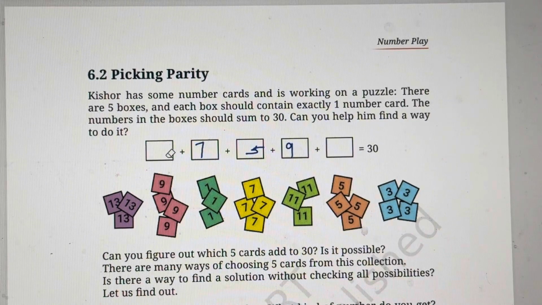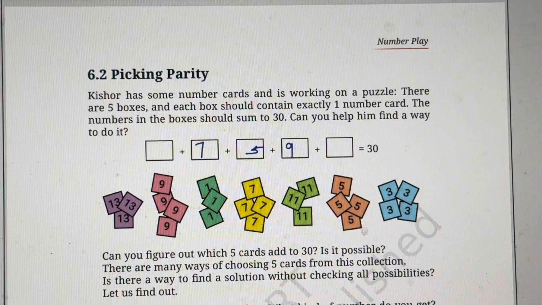Let us try another number instead of 13, because that is becoming a little bigger. So suppose we take 1 over here. So 9 plus 1, 10, plus 7, 17, plus 5, 22. Right? So 22, then we don't have 8 over here, so it can't be 30.